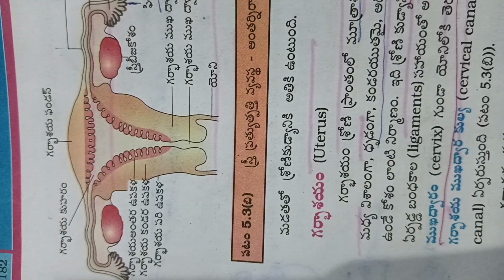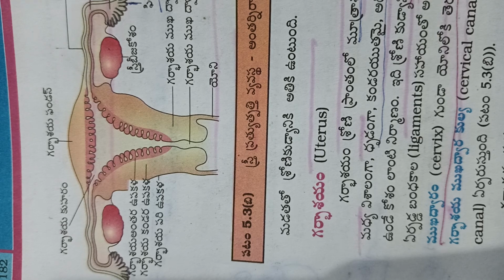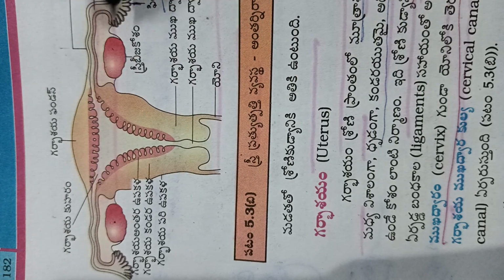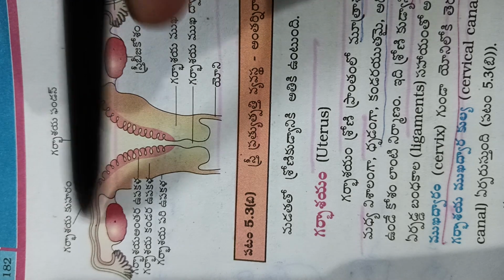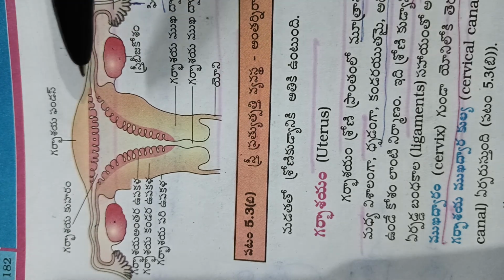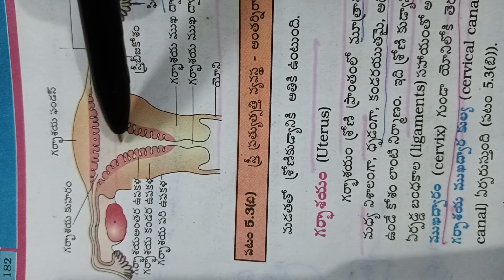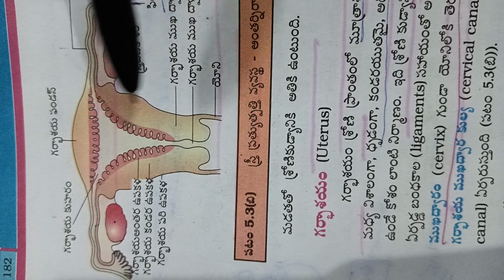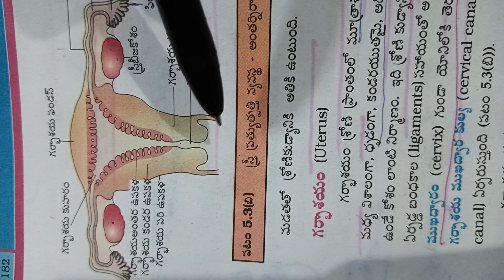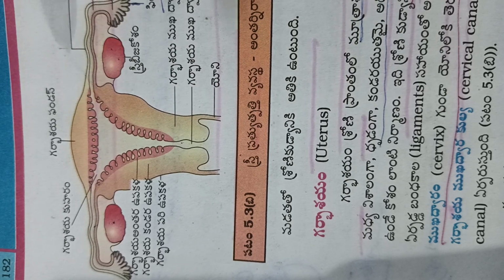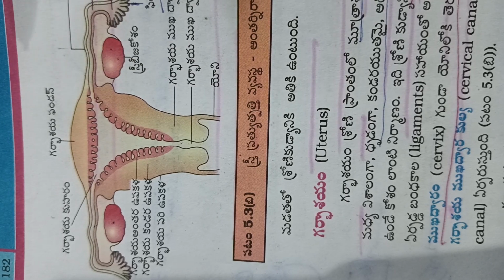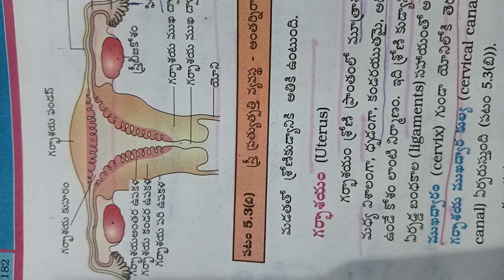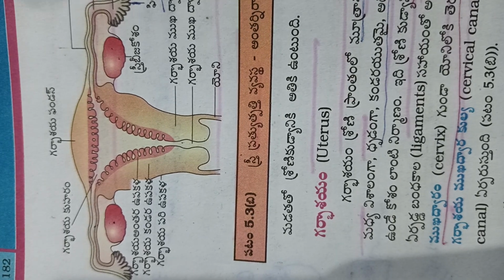In the female reproductive system, generally we can observe a pair of ovaries. See here, there is a pair of ovaries, then a pair of fallopian tubes, then one uterus. Another important one is the vagina, and next the vulva. These are the most important parts that we can observe in the female reproductive system. So let us go with the first one, the ovaries.